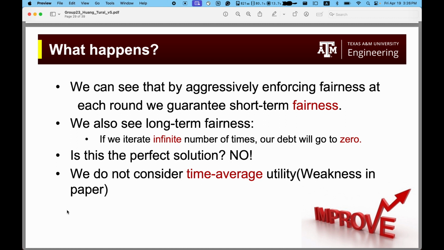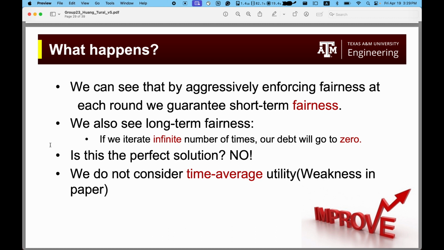But we also can see that there's a long-term fairness. What do we mean by that? Of course, if you iterate these rounds an infinite number of times, each worker's depth will go to 0. That means that at some point, every unsatisfied worker will become a satisfied worker, and all of the satisfied workers will also get to work an infinite number of times, and our depth will go to 0. But is this a perfect solution? Of course not.